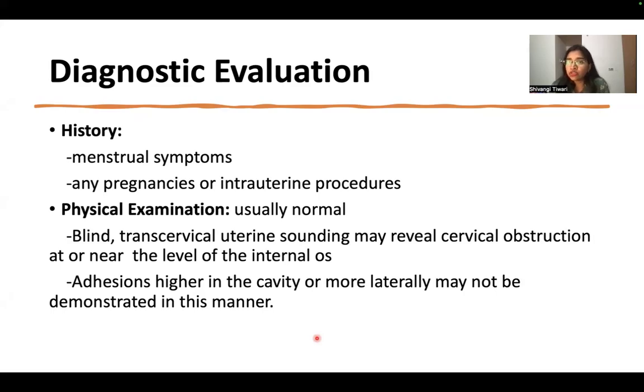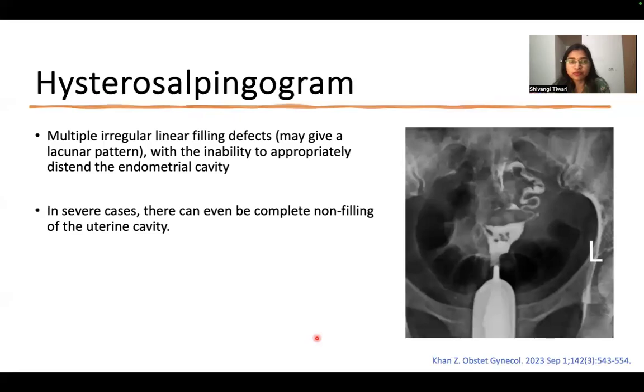Then we have to do the physical examination. Usually, physical examination is normal in such patients. Blind transcervical uterine sounding may reveal cervical obstruction at or near the level of the cervical os. But these are very old procedures. Nowadays, we are not doing any blind procedures. Adhesions that are higher in the cavity or more laterally may not be demonstrated in this manner. But yes, obviously, nowadays nobody is doing this blind transcervical uterine sounding.